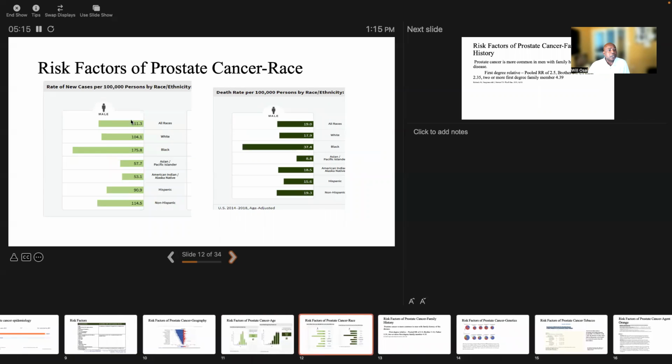Race is a risk factor, as you can see here. Prostate cancer is more common in Blacks at the rate of 175.8 per 1,000 compared to 90.9 in Hispanic males and 104.1 in Caucasians or white males. Same applies to death from prostate cancer. 37.4 per 100,000 Black males who have prostate cancer die from it, compared to 15.6 in Hispanics and 17.9 in Caucasians or white males.